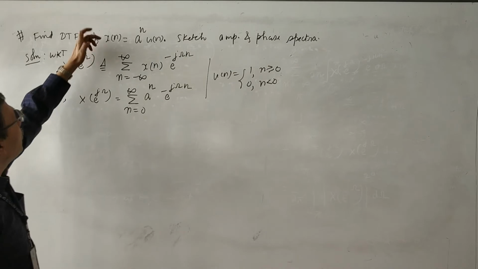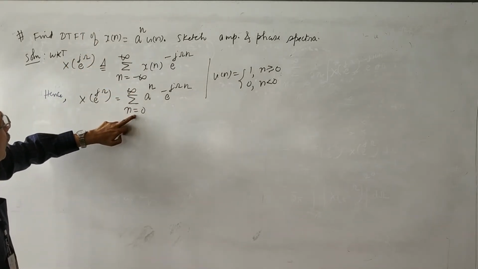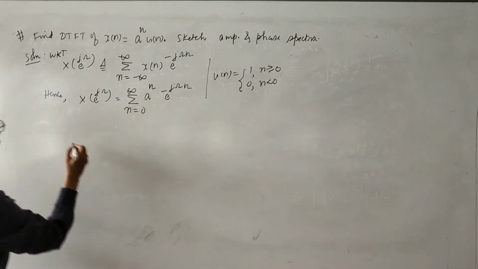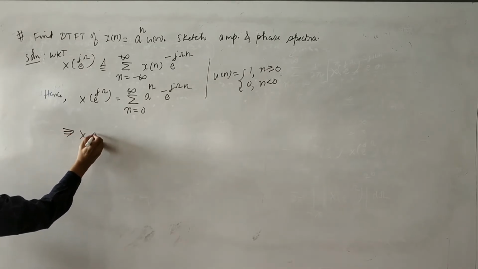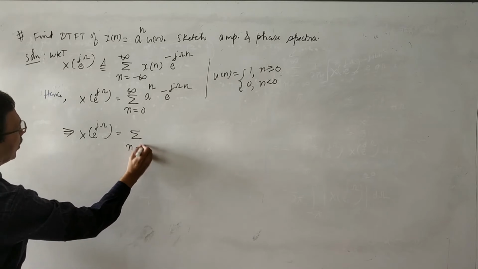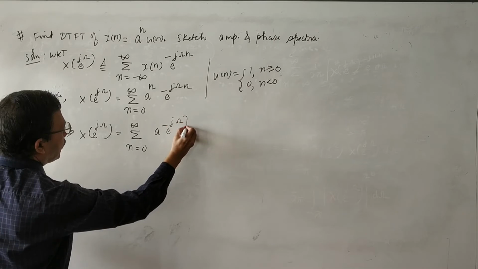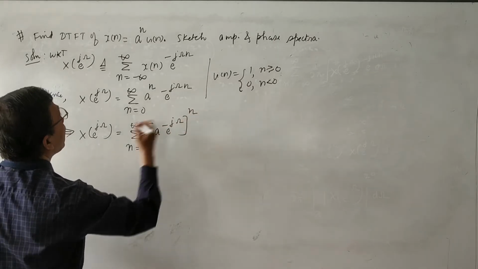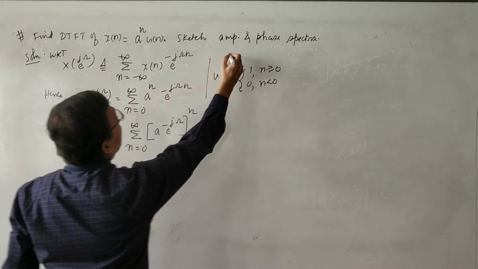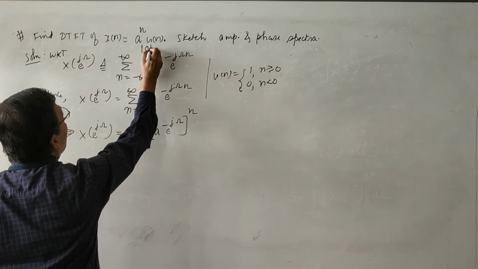Hence, when you substitute the expression for x of n in this summation, the lower limit of summation becomes 0 and u of n becomes 1. This implies x of e power j omega equals summation n equal to 0 to infinity a into e to the power minus j omega whole to the power n. So here there is a condition on a. The condition on a is mod a less than 1.